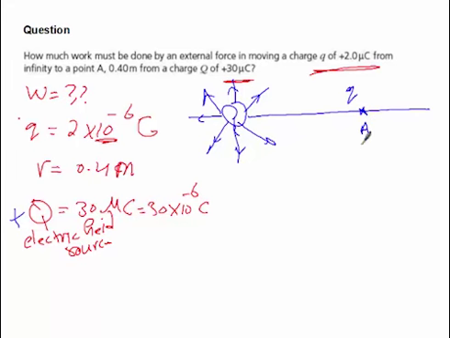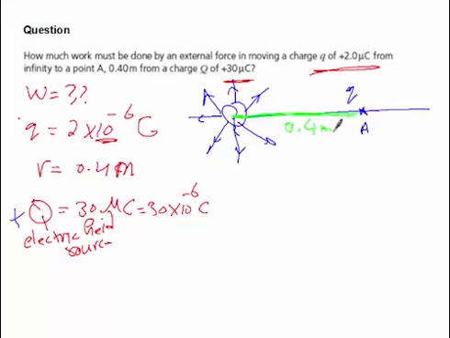And this point is at a distance of 4 from the charge 30 microcoulomb. So till the center there is 40 meters. This is 0.4, sorry. 0.4 meter.